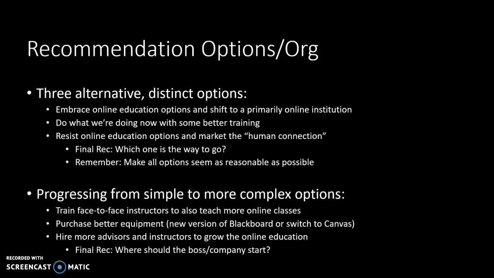The other option might be to do what we're doing now, but with some better training. And then the other option would be to resist online education options and market the human connection. Keep in mind that while doing nothing is a viable option, you don't want to just drop it there and say, I guess you can do that. You want to make sure that it's clear that each one is feasible, that it's reasonable, that it might not be the best option, but that there is a rationale for doing this besides just, we're going to let our company go up in flames, right? So that's technically possible with the three options that I've got here.